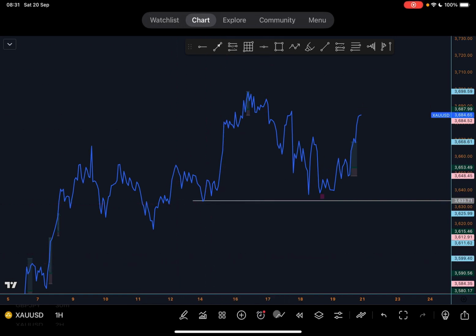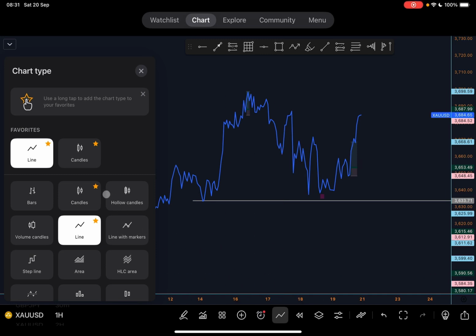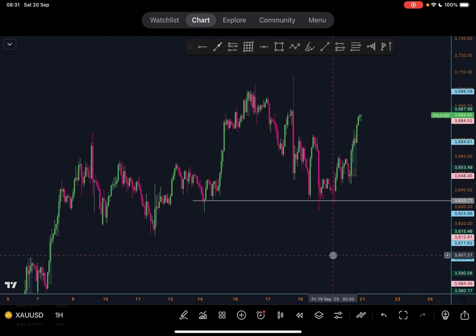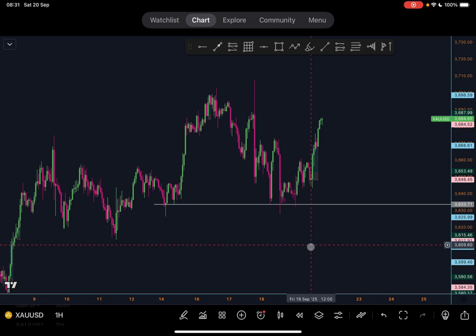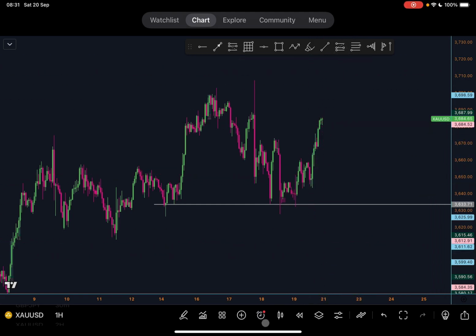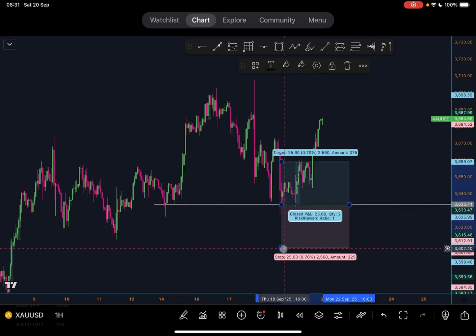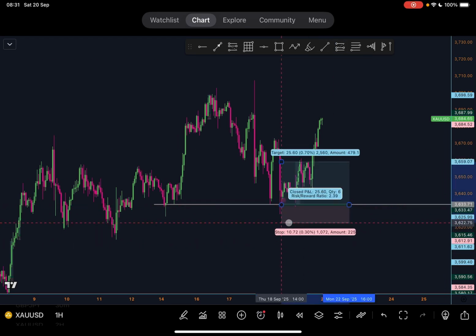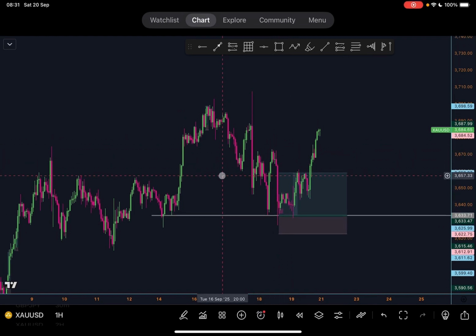So let me turn it into, so you can see that actually price came to the zone. You can see, crazy. And normally whenever I take a trade from this kind of sniper zone, take profit is usually at the most recent high.